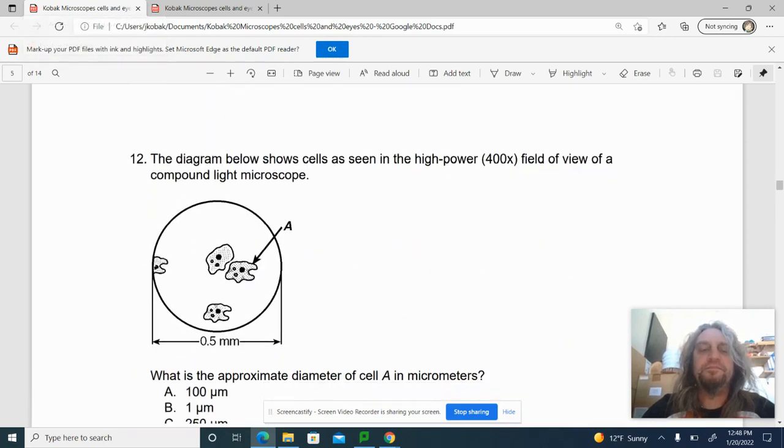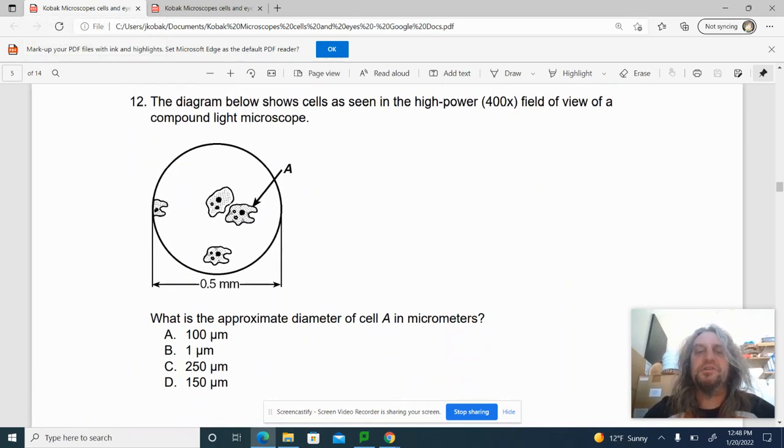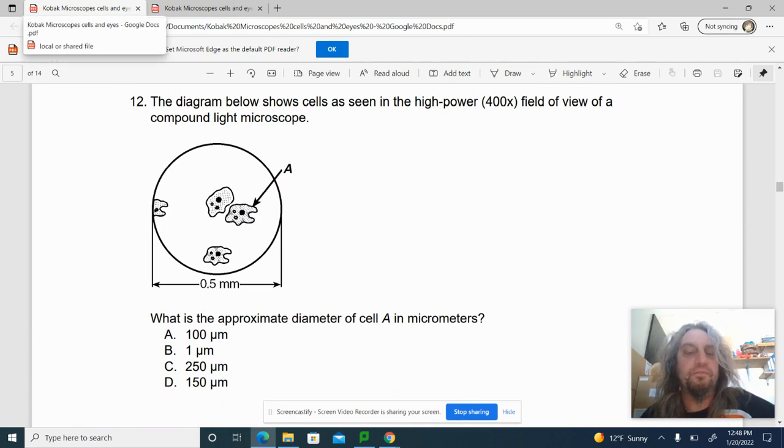Question 12. The diagram below shows cells as seen in the high power 400 field of view of a compound light microscope. What's the approximate diameter of cell A in micrometers, or µm? Is it A, 100 µm, B, 1 µm, C, 250 µm, D, 150 µm?